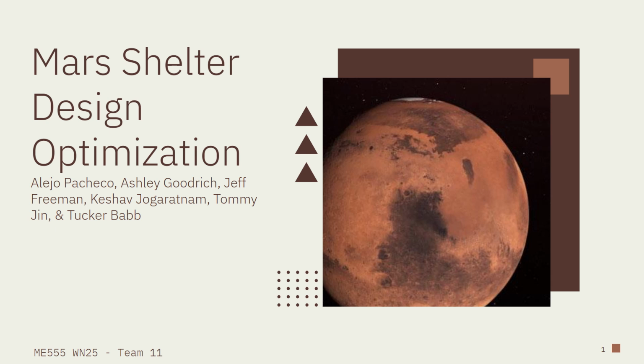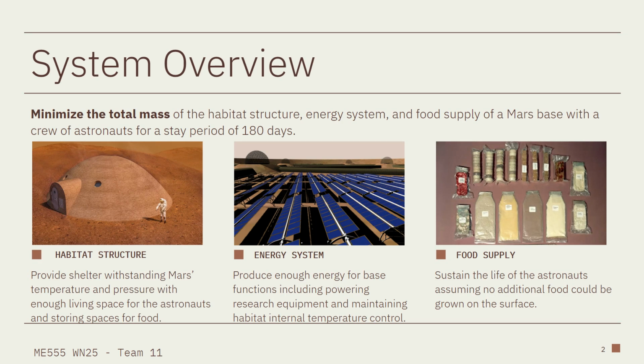Welcome to the Team 11 Mars Shelter Design Optimization. The goal of our project is to minimize the total mass of the habitat structure, energy system, and food supply of a Mars base for a crew of astronauts on a 180-day trip. The habitat is needed to protect the astronauts, the energy system is needed to power research as well as the habitat, and the food is required to sustain the astronauts.